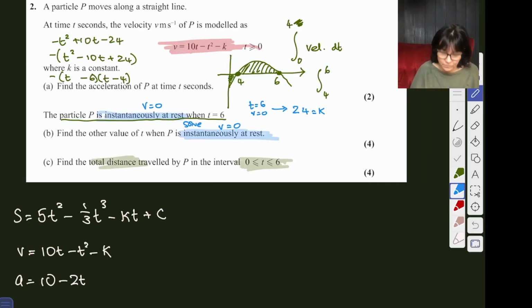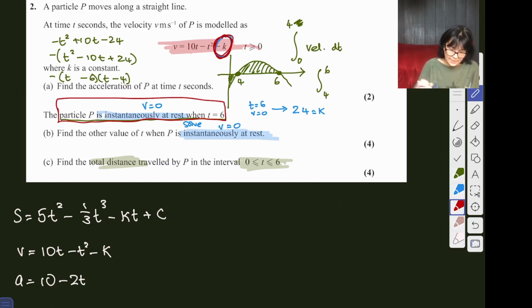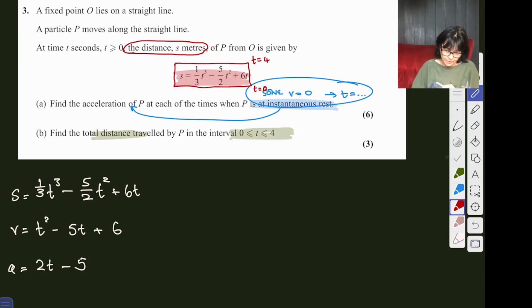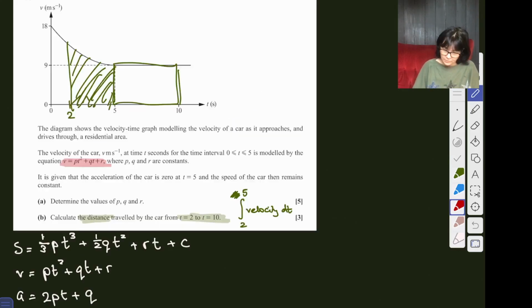Aha. Here's our first one. It's got a k in it. Remember that one from a minute ago? How did I find k? I needed the information. Here was the information. When t is 6, v is 0, that is what connected me up and got me that value of k. Nope, this one we know everything.